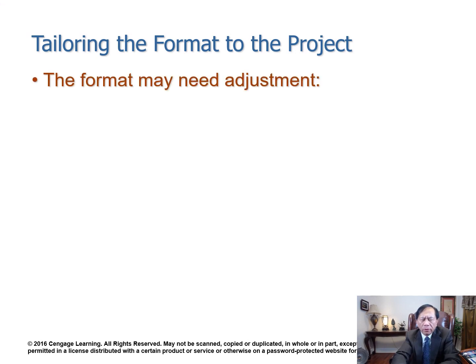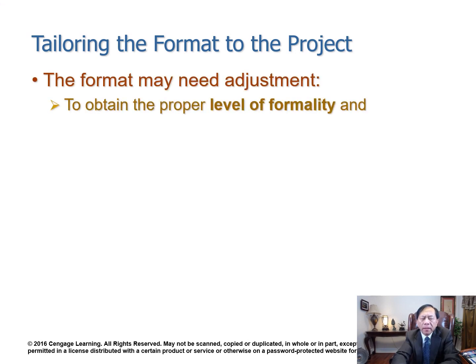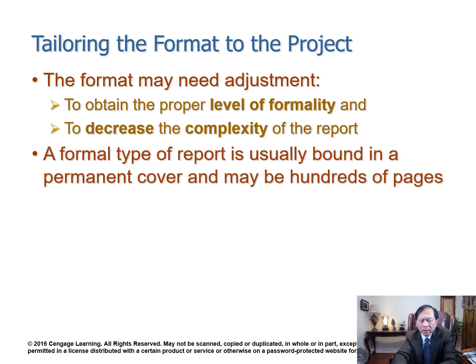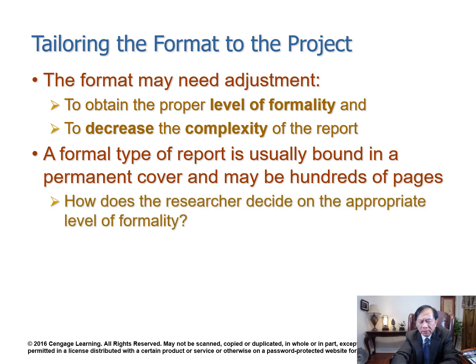Tailoring the format to the project. The format may need adjustment to obtain the proper level of formality and to decrease the complexity of the report. A formal type report is usually bound in a permanent cover and may be hundreds of pages. Okay? For your project, of course, I don't need that many. I would say anywhere between 15 and 25 pages is good.